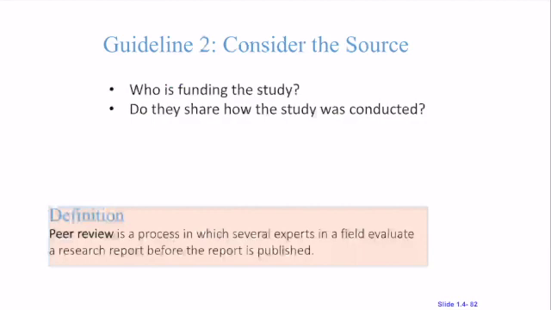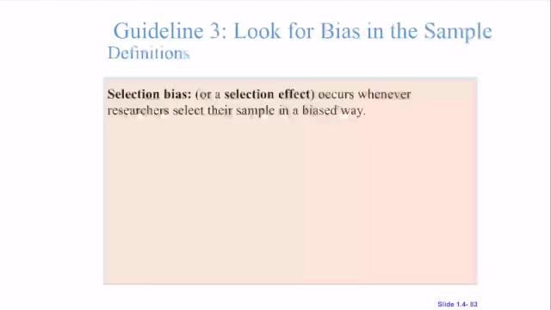Peer review is a process in which, after the study is completed, several experts evaluate the research report before it's published. I would recommend, when you're doing research for research papers and things like other courses, always make sure that the articles you select are peer-reviewed. Next, we want to look for bias in the sample, and there's several different types of bias. One is selection bias. This occurs whenever the sample is selected in a biased way. So, for example, convenient sampling is one way to do it in a biased way, or sometimes cluster sampling, as we talked about, can introduce bias.